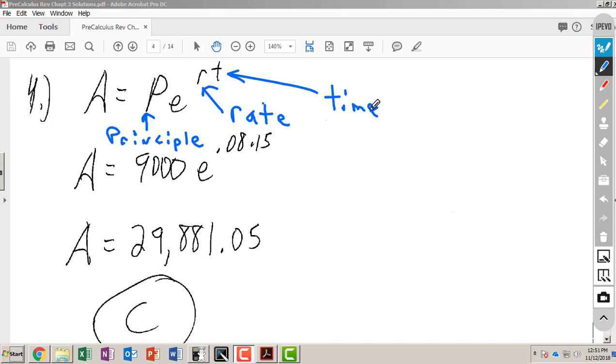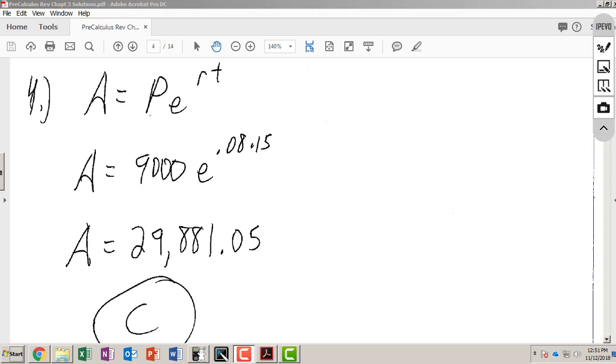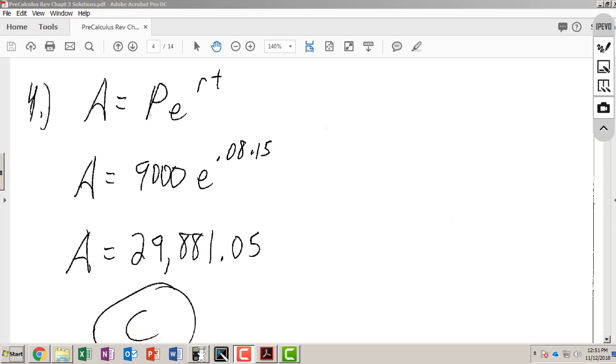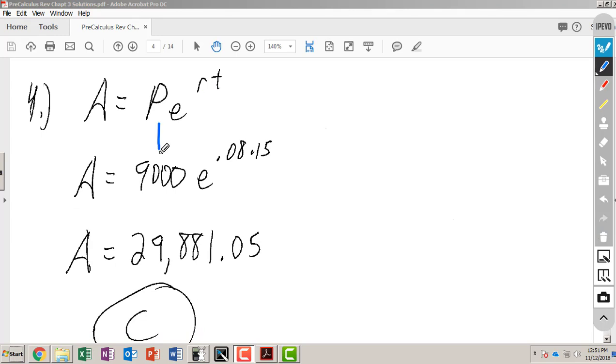So now to go ahead and solve this problem, I just need to remember that my principal, or my original investment, is $9,000. So I go ahead and substitute in 9,000 in place of P. E is that number in your calculator. And then it gives me a rate of 8%. Don't forget to change that to decimal. That's 0.08. And then your time is going to be 15 years.